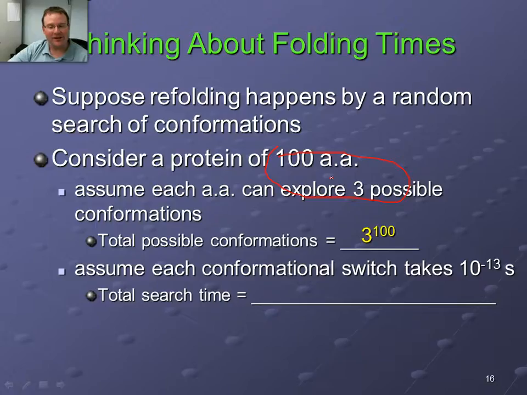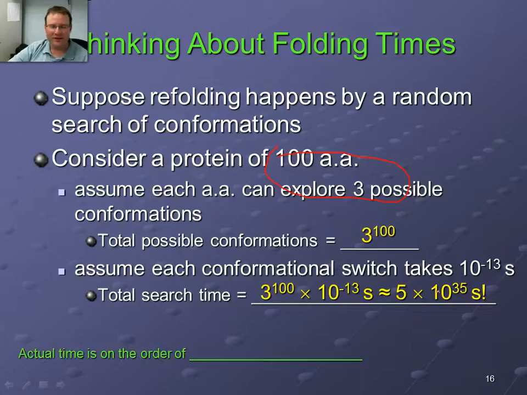That's really fast. To figure out how long it would take for the protein to randomly find its way into the folded conformation at 10 to the minus 13 seconds, that's at the rate of diffusion, guys, that would simply be the product of these two values. 3 to the 100th times 10 to the minus 13 seconds per switch would be around 10 to the 35 seconds. Now, a little bit of quick math will tell you that that's older than the age of the universe, or really, really, really slow.